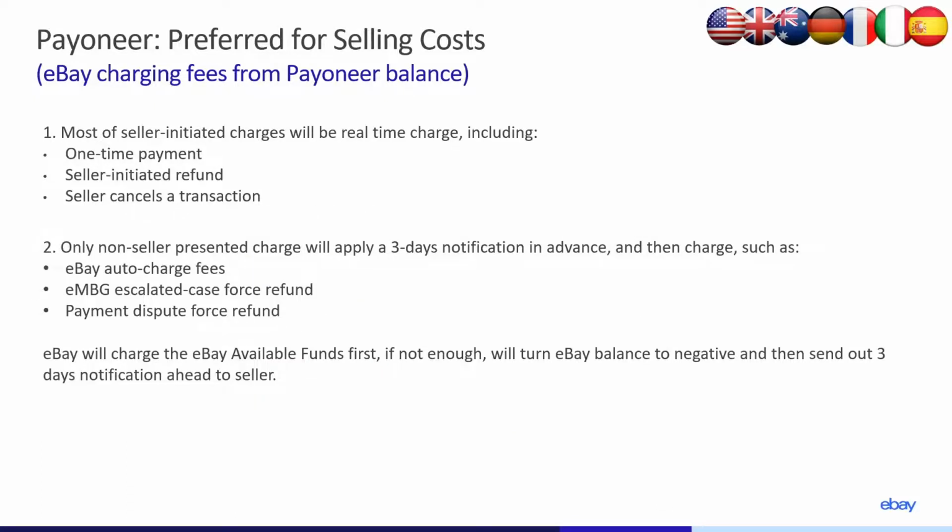Most of the seller-initiated charges will be real-time, including the one-time payment, seller-initiated refund, and seller-cancel transaction. But there are some scenarios for non-seller-initiated charges. We'll apply a 3 days notification in advance before we charge your Payoneer account. This sort of charge will be like eBay auto charge fees, EMBG escalated case force refund, and payment dispute force refund. Basically, eBay will charge the eBay available funds first. If there are not enough funds, then it will turn the balance to negative and send out a 3 days notification ahead to the seller before we charge your Payoneer account.